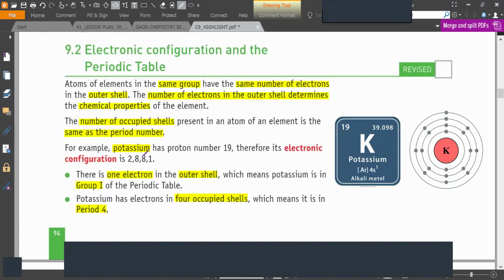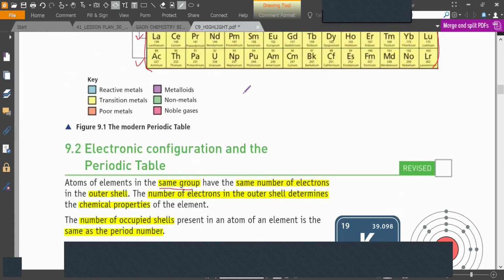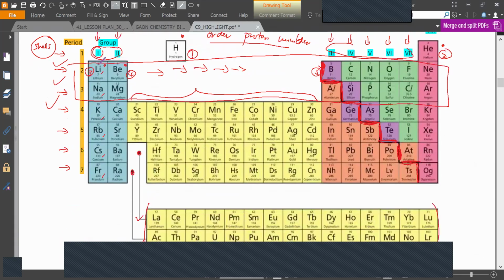Electronic configuration and the periodic table. Just now we mentioned same group. You see this one. Why are they in the same group? Because they all have the same number of outer electrons.